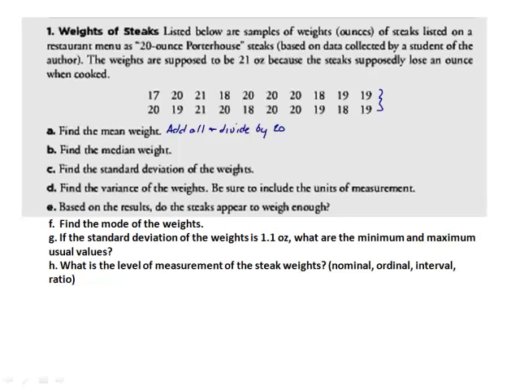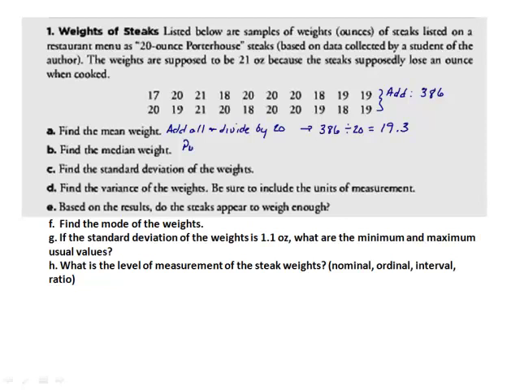So if we add all these numbers up, we get 386, and then we have to divide by the total number of values that we have, which there are 20 in this list. So if we divide 386 by 20, we get 19.3.